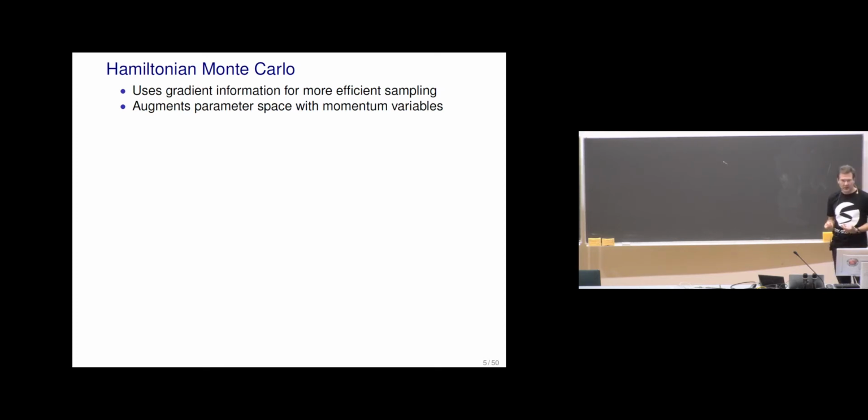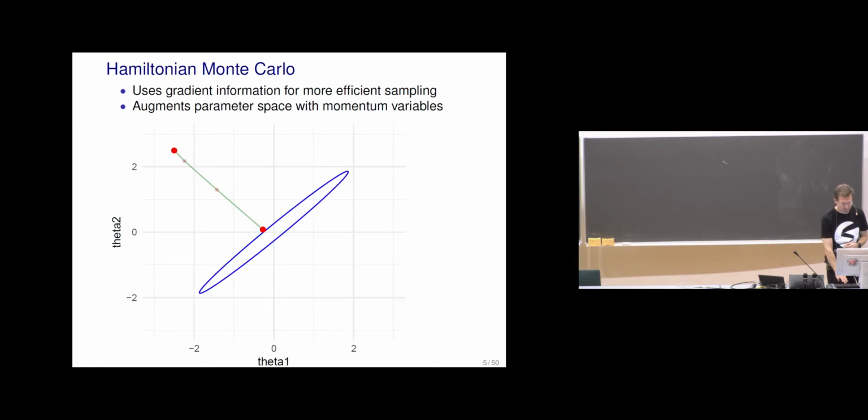There are different algorithms using this gradient information, but Hamiltonian Monte Carlo is the most advanced and uses it most efficiently. And it's not just the gradient. As you can see, there are also other things which come from augmenting the parameter space with momentum variables. Instead of this demo, I'll show you some fancier animations.